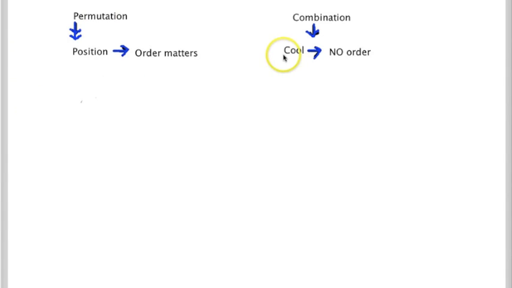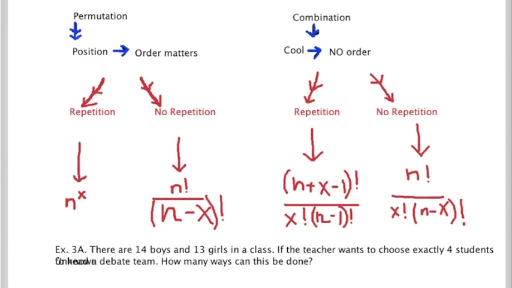The third example will have two parts for those of you who are still confused. Let's see. For this question we have here, there are 14 boys and 13 girls in the class. If a teacher wants to choose exactly 4 students to head a debate team, how many ways can this be done? Okay, so in this case, let's take a look at whether it is permutation versus combination first. So remember, permutation, the orders matter. Combination, the order doesn't matter.